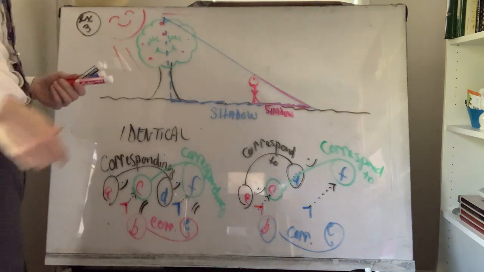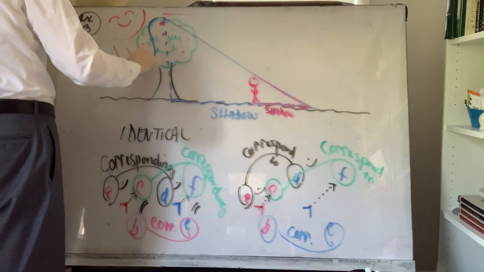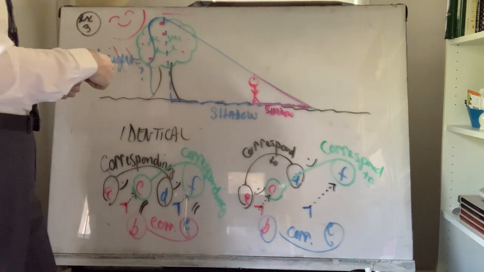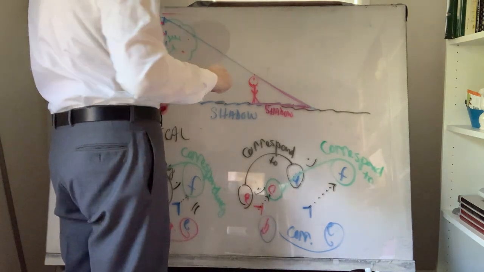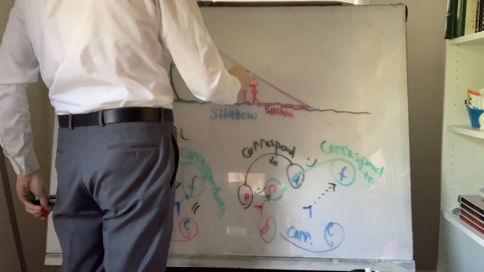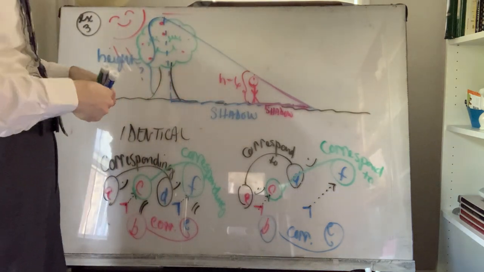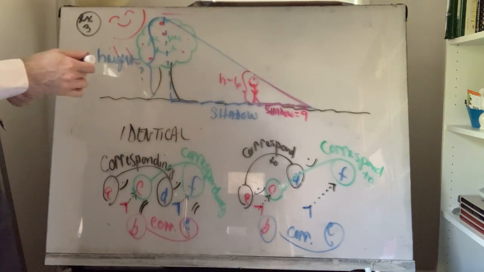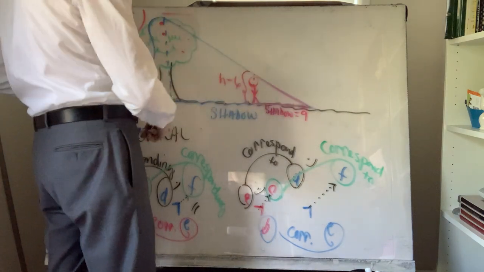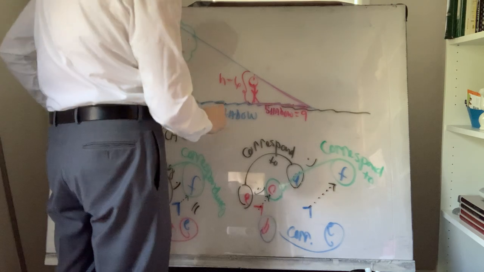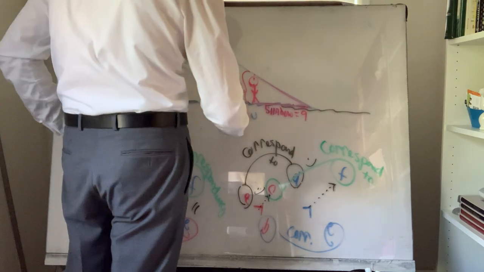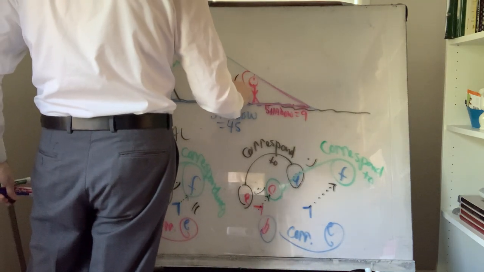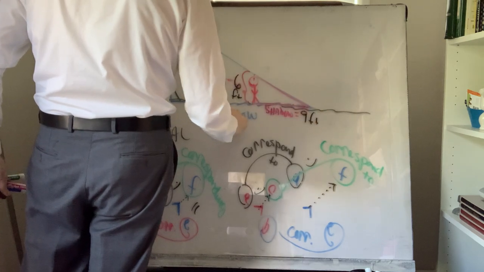If the tree height is unknown, but the person's height and their shadow length are known, and it's arguably easier to measure the length of a shadow because it's on the ground. If this is 45, and let's just make a consistent unit, 6 feet, 9 feet, and 45 feet.